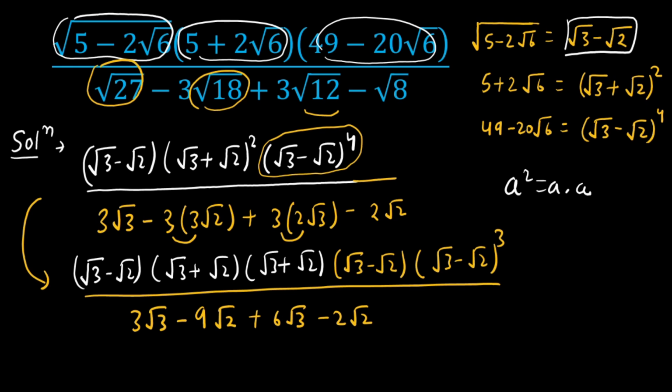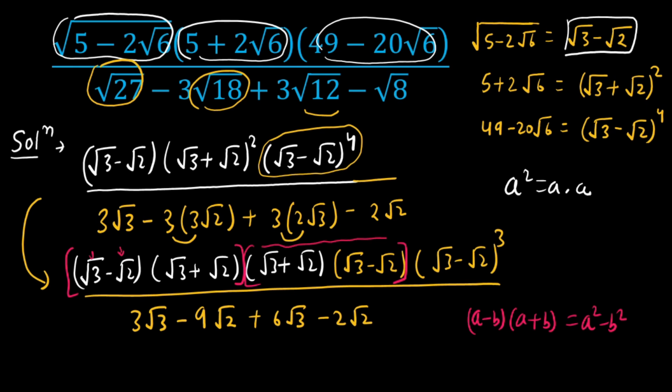Here look carefully, this expression and this expression. We know the algebraic identity: a minus b times a plus b is equal to a square minus b square. If we apply this rule, then this square root of 3 is a and this square root of 2 is b, then a minus b, a plus b is a square minus b square. It means this is the same as square root of 3 square minus square root of 2 square.